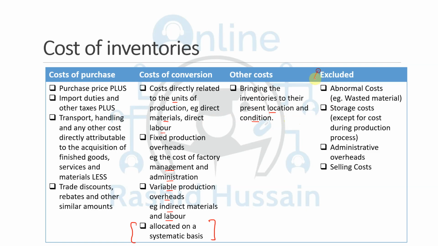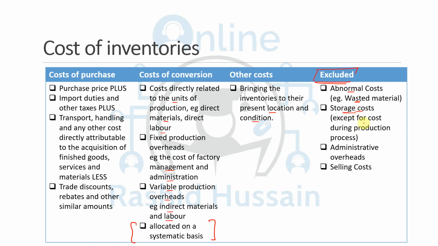Now, what amounts are you not going to capitalize in the cost of the inventory? That means these are excluded. And when we say excluded, these are not part of the asset cost and are expensed out. So these are the abnormal costs such as wasted material. Now this is your fault that the material is wasted, so you cannot capitalize that. The storage cost, for example, is one of the specific principles of IAS 2.